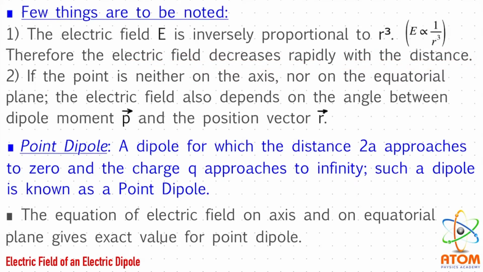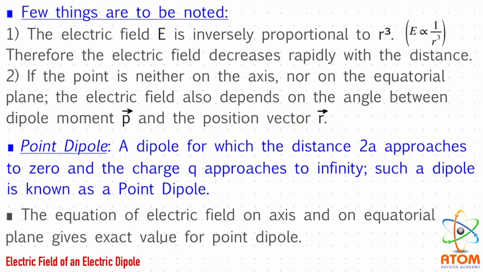The second point is, if the point is neither on the axis nor on the equatorial plane, the electric field depends on the angle between the dipole moment P and the position vector r. We have seen the electric field at 2 points, that is on the axis and on the equatorial plane. But if the point is neither on the axis nor on the equatorial plane, then the electric field will also depend on the angle between the dipole moment P and the position vector r.